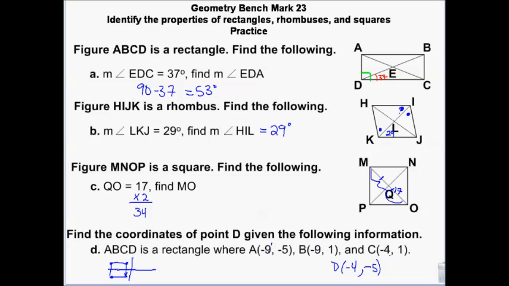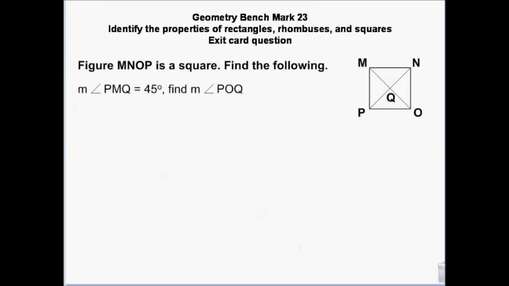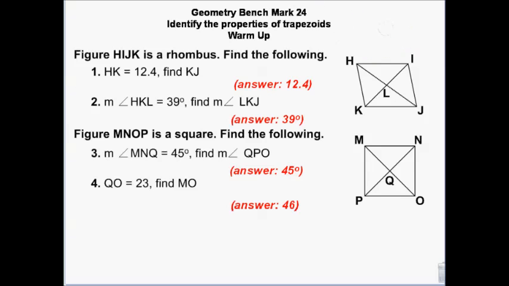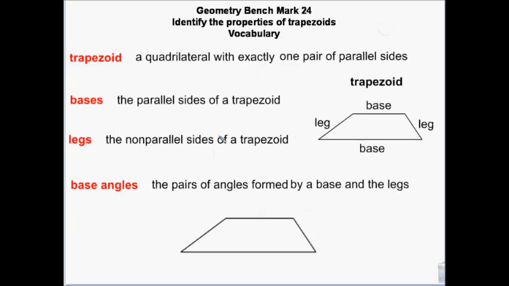Good? Rectangles and rhombuses and squares are nice, yes? You can also say rhombi if you don't want to say rhombuses. They're both actually grammatically correct. It's one of those weird things. Okay, we're going to skip that. I'm going to skip this. And we're going to move on to trapezoids.